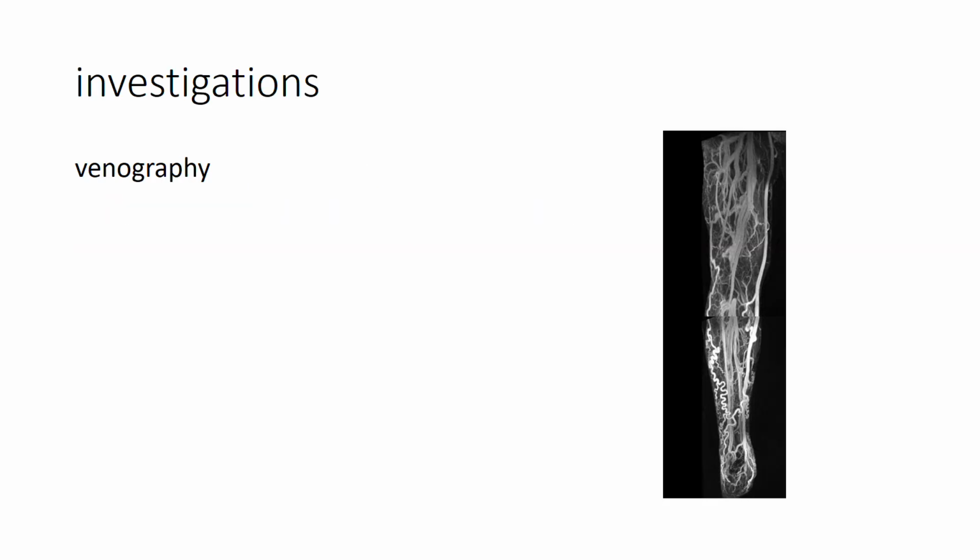Now investigations. If you see, there's a venography. Here, nothing but again a contrast medium or a dye is injected. So here there are two types, ascending and descending. Ascending is when the patient is standing and a dye is injected in the lower portion near the medial malleolus and the blood moves upwards.